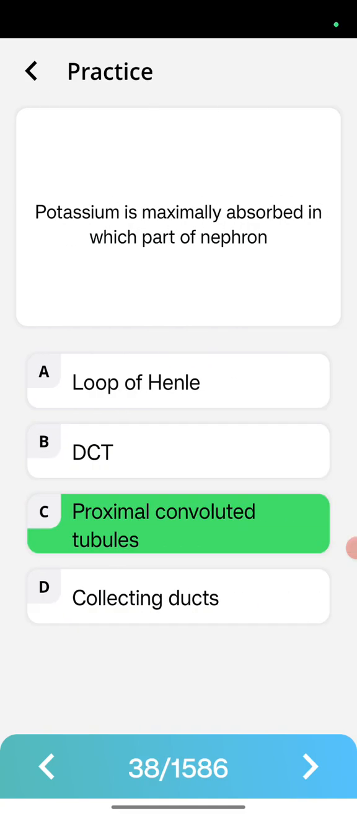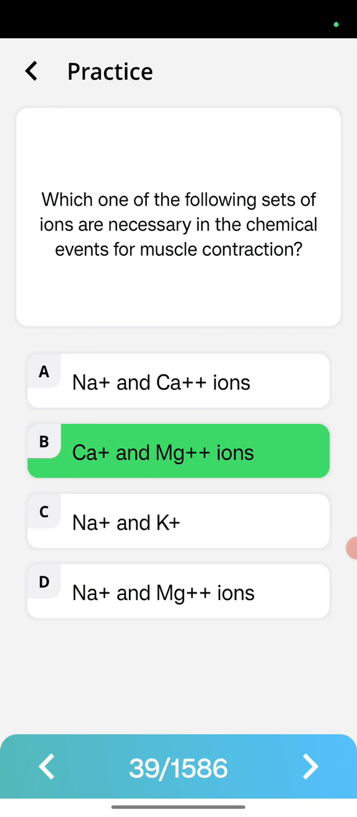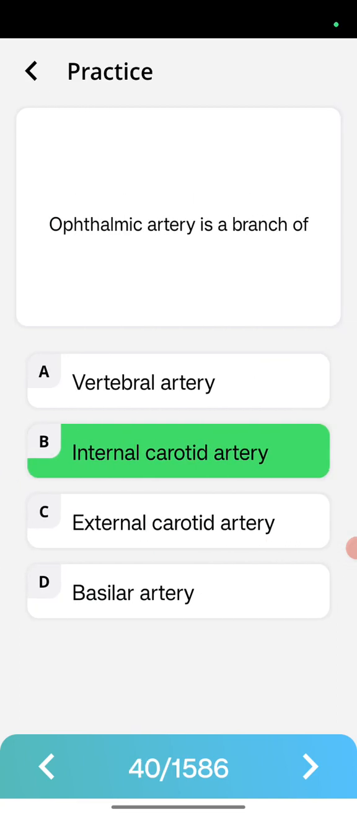Potassium is maximally absorbed in which part of the nephron? Proximal convoluted tubules. Which one of the following sets of ions are necessary in the chemical events for muscle contraction? Calcium and magnesium ions.